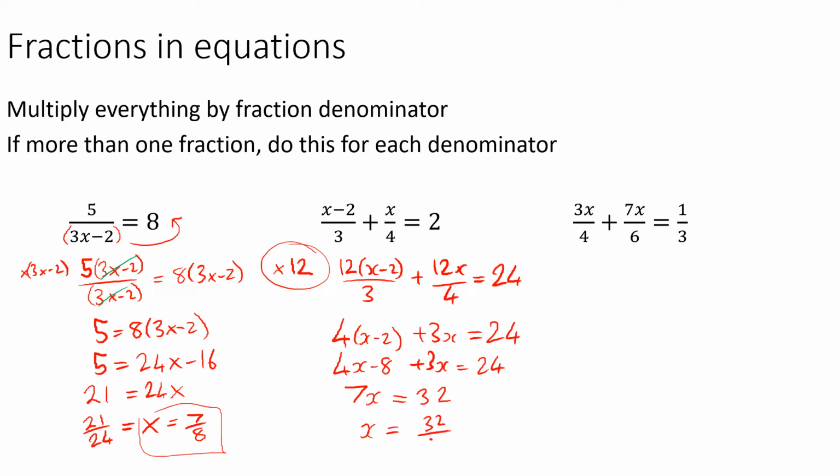And again, you can just leave it like that. You don't even have to put that as a mixed number. In fact, I'd say it's worse to put an equation answer as a mixed number. They're just harder to work with. So 32 over 7 is what we've got.